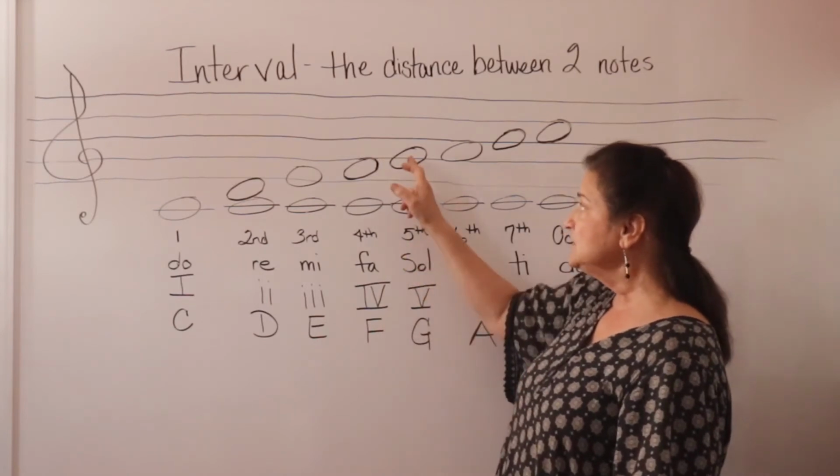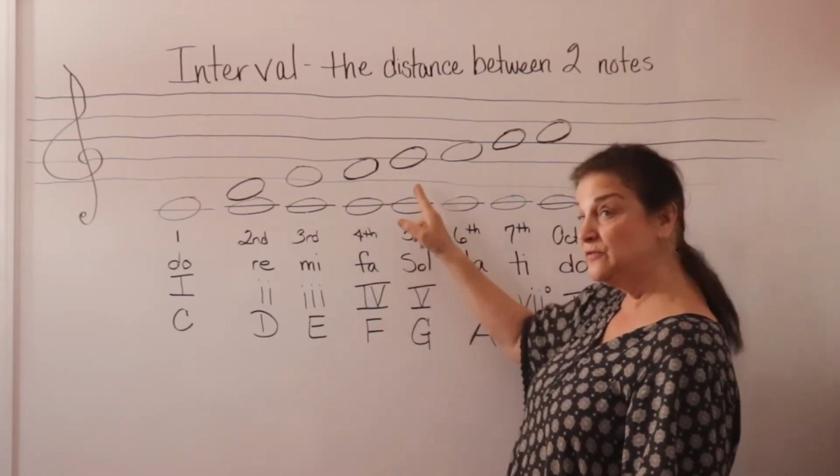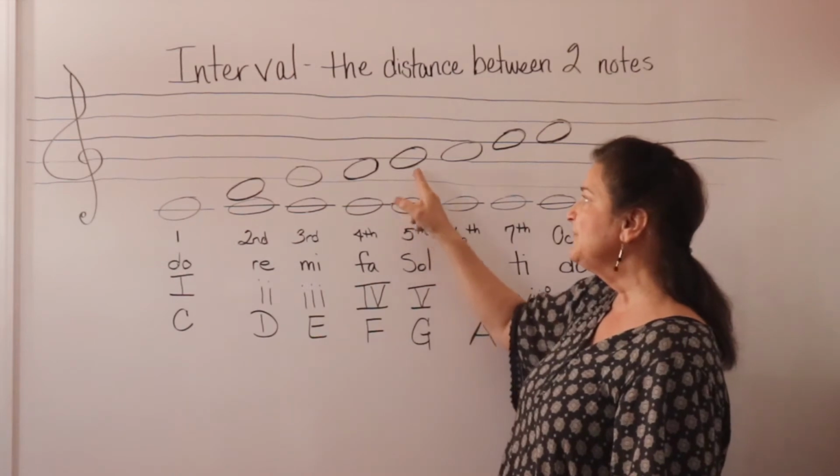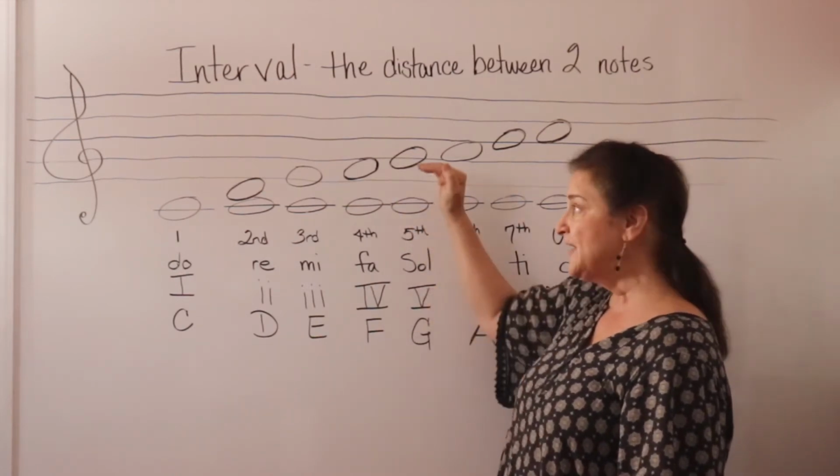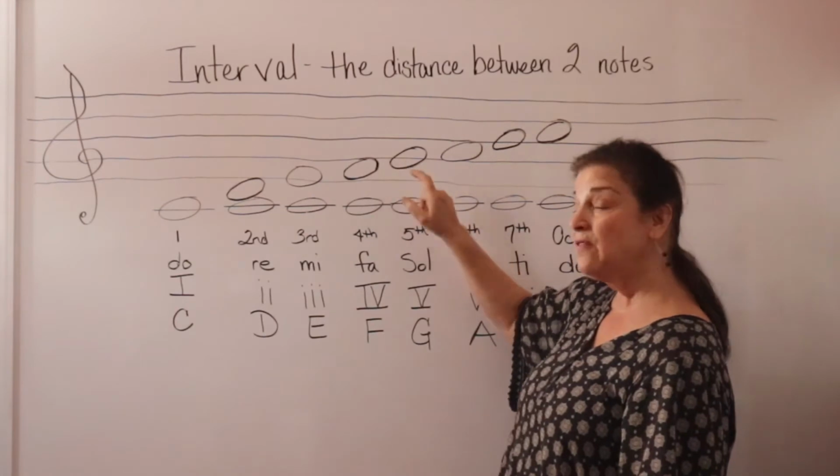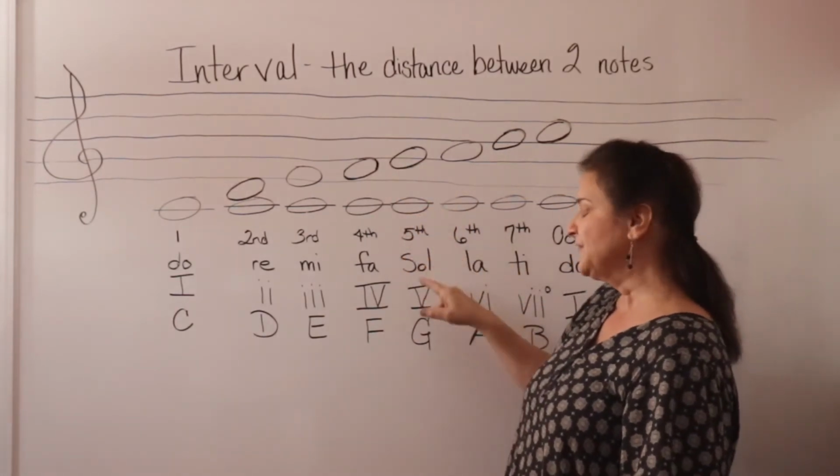Now the next note, our G, played with the C, the two notes together: 1, 2, 3, 4, 5, the space of 5 tones, always counting the first and the last one, is a 5th.